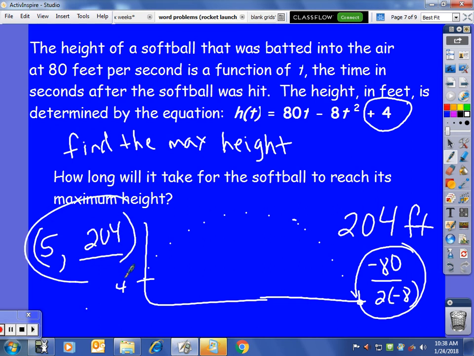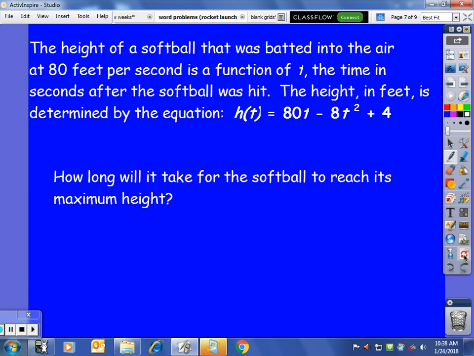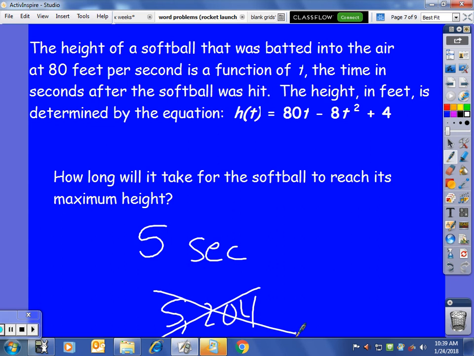So if I ask you this question and you give me 5,204, I can't give you credit. What is the actual answer to the question? 204 feet. No, I just want 204. If you make me pick, I'm going to pick the wrong one. I need to know that you know what part of the vertex they want. Now, if I asked you how long does it take to get to its maximum height, that would be 5 seconds. And if you put 5,204, that looks like 5,204 seconds to me. It's just 5. Are we good with that?